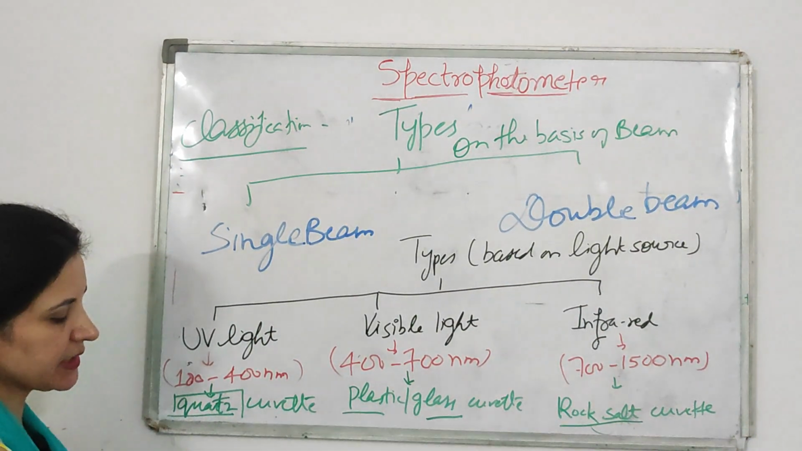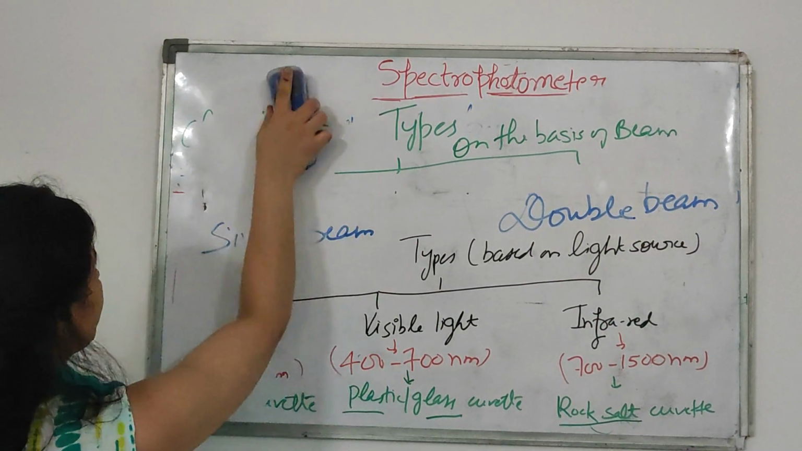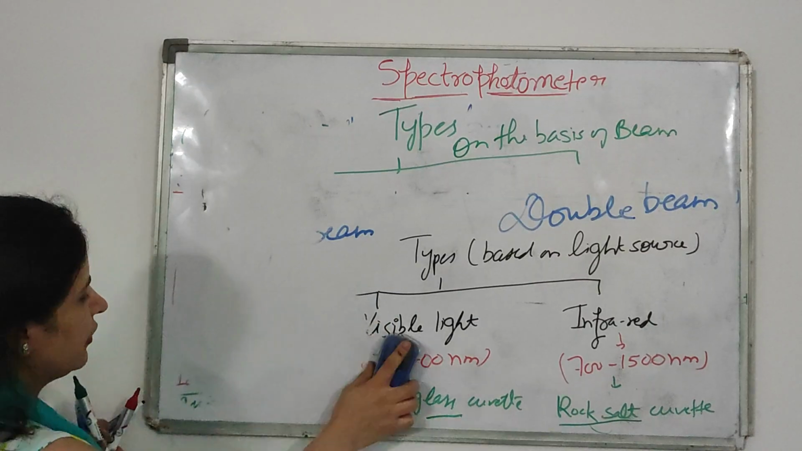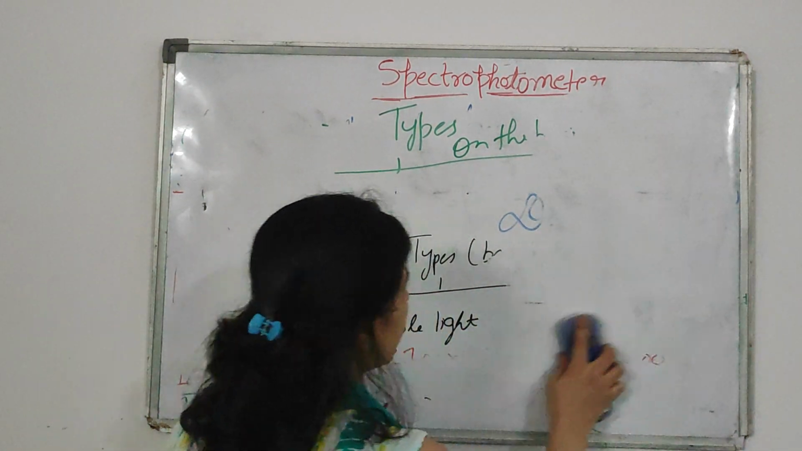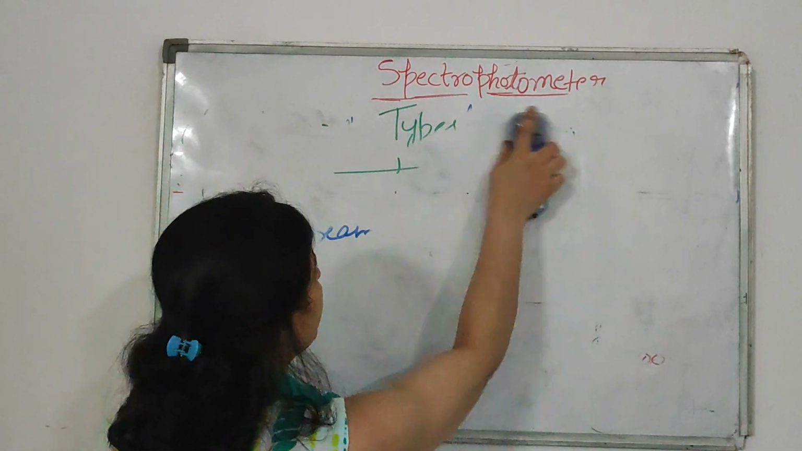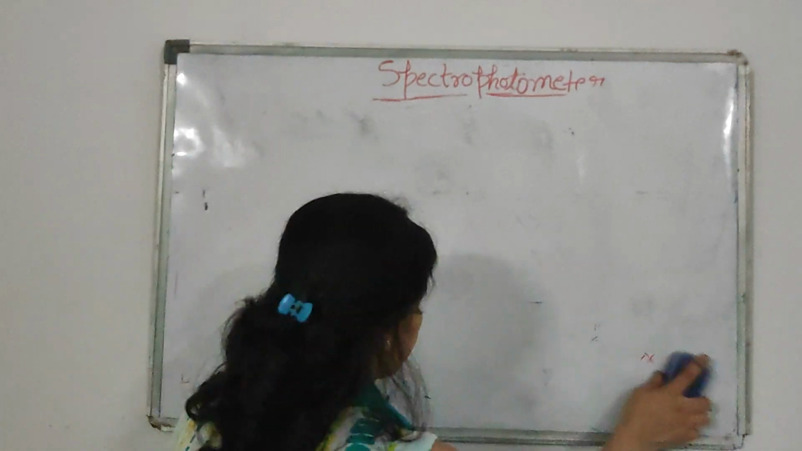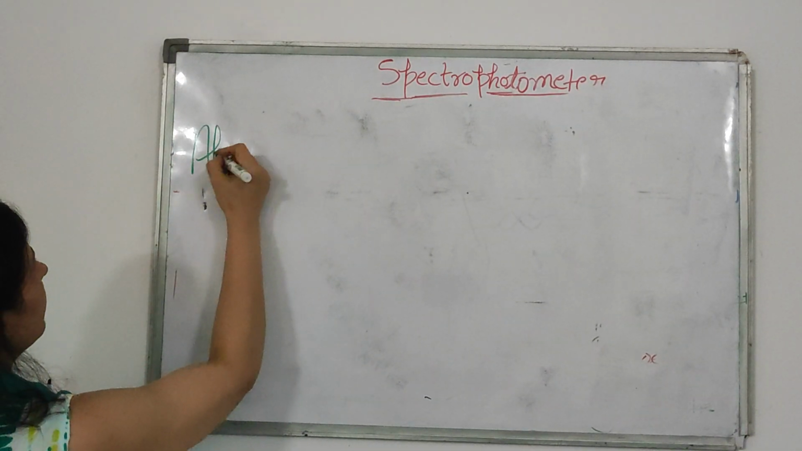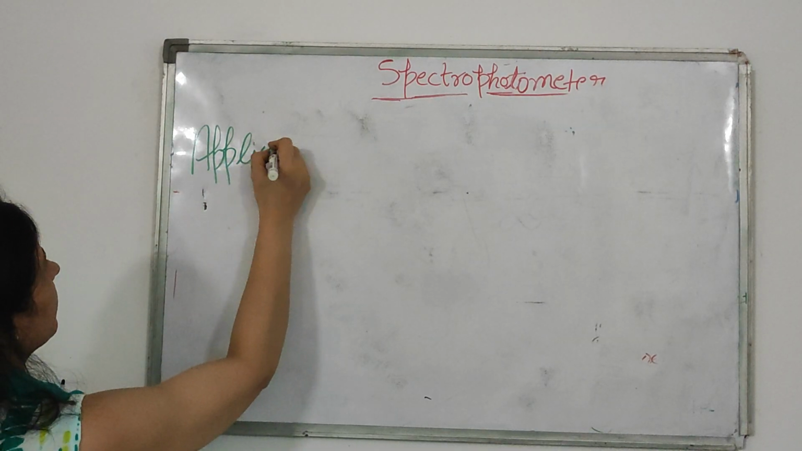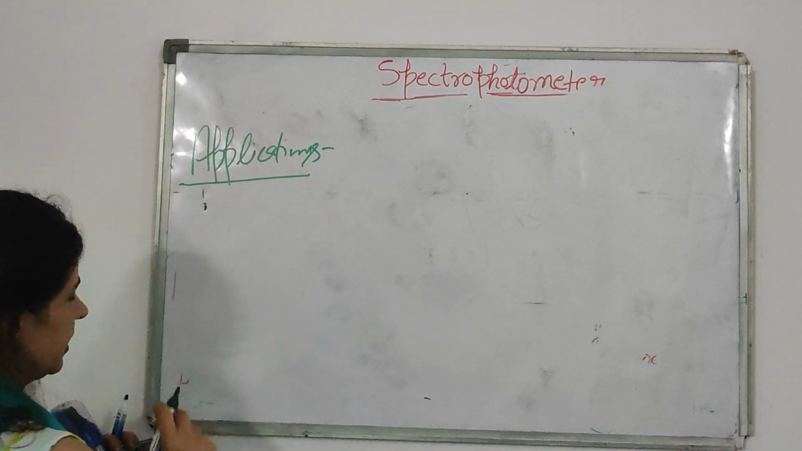Now, we will understand what the applications of this spectrophotometer are. Application means in which field you will use this spectrophotometer. So the next heading is applications. What are the applications of the spectrophotometer?